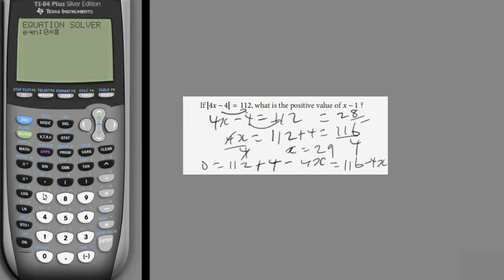So we're going to have 116 minus 4x. Once you're done, press enter, and assign x a starting value, which I recommend. That's it to solve. Press alpha and this enter button. So x is what? 29. You still get 29. To get the final answer, subtract 1 from 29. So that's 29 minus 1. You have 28 as the final answer.